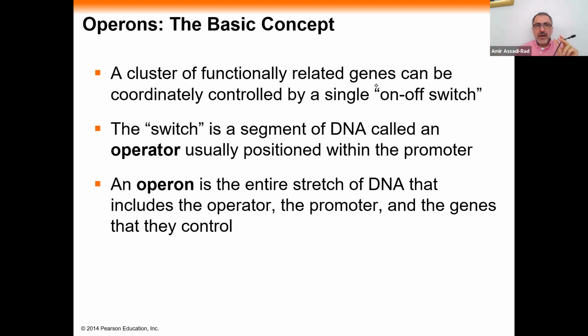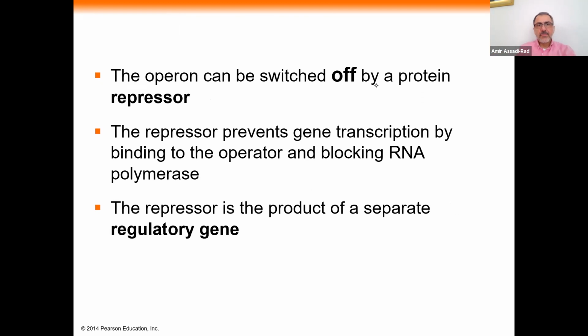Okay, an operon system is the entire stretch of DNA that includes the operator, the promoter, and the genes that they control, the A, B, C, D, E. Let's look at the picture. The operon can be switched off by a protein repressor. Okay, you will see that.